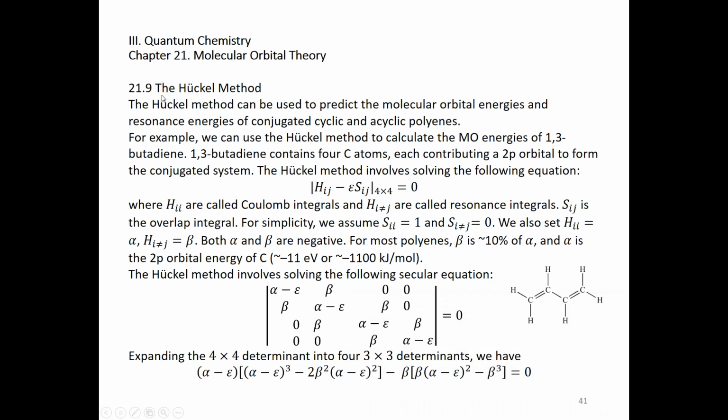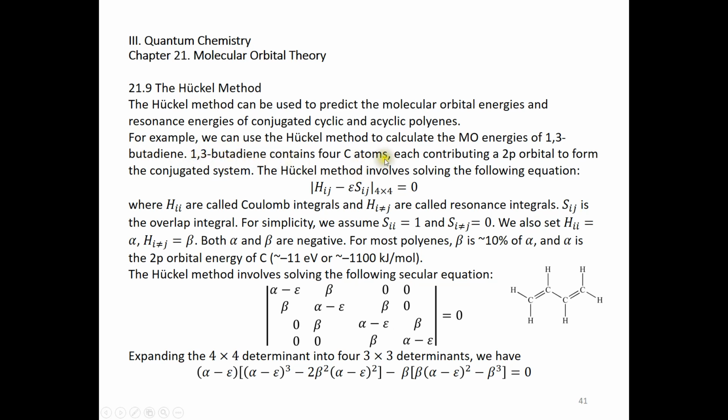Chapter 21, Molecular Orbital Theory, Section 21.9, the Hückel Method. The Hückel Method can be used to predict the molecular orbital energies and resonance energies of conjugated cyclic and acyclic polyenes. For example, we can use the Hückel method to calculate the molecular orbital energies for 1,3-butadiene.